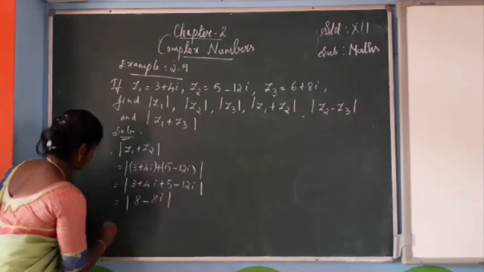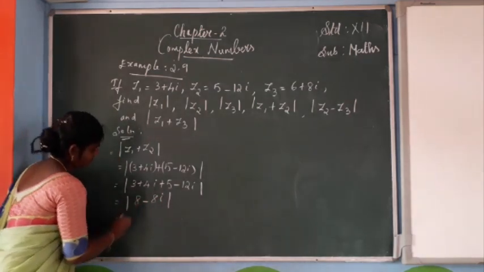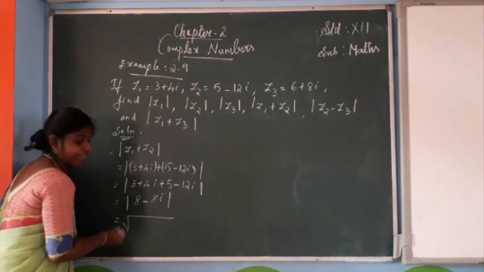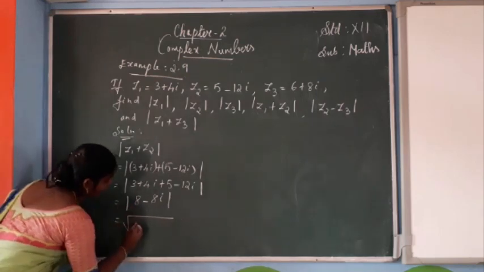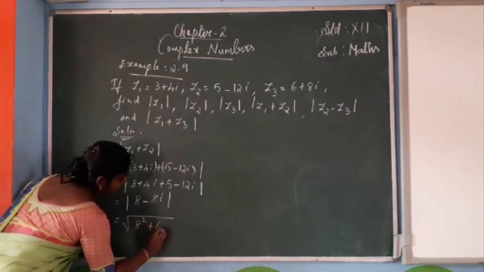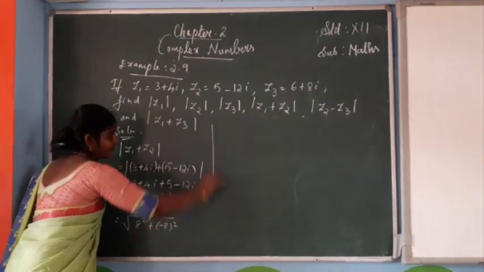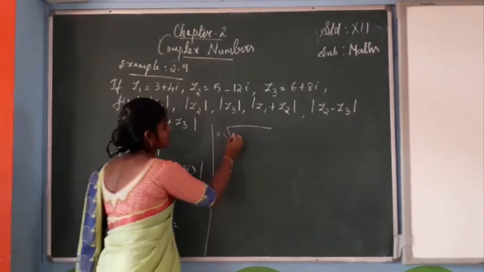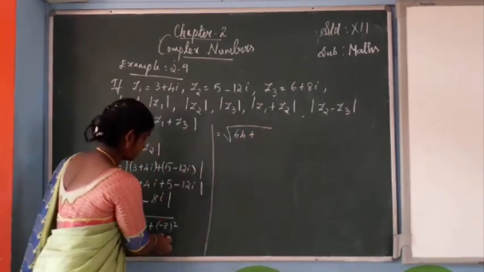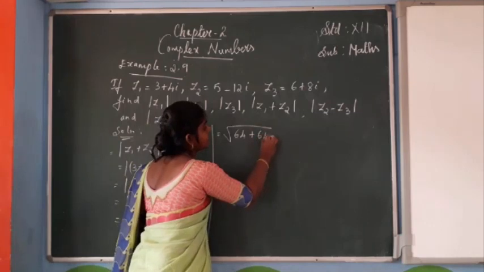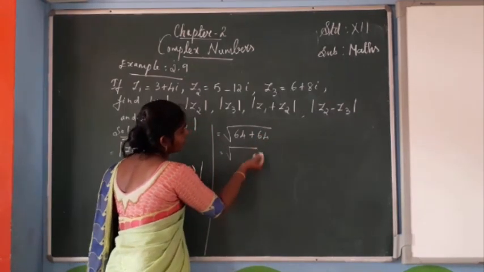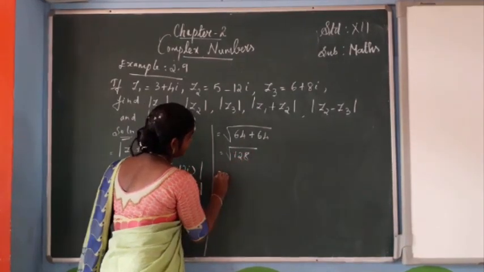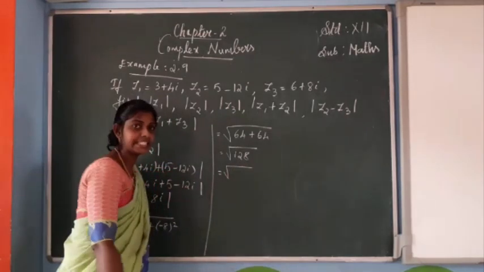minus 8i. So that's equal to root of, next we can use the formula, root of x square plus y square. So root of 8 square plus minus 8 square. 8 square value is 64 plus minus 8 square value is 64. That's equal to root of 64 plus 64, 128.